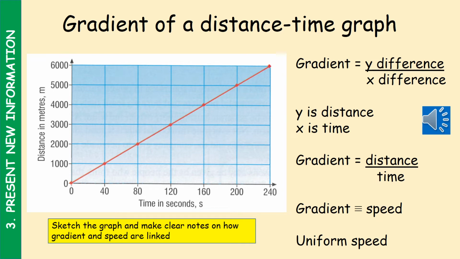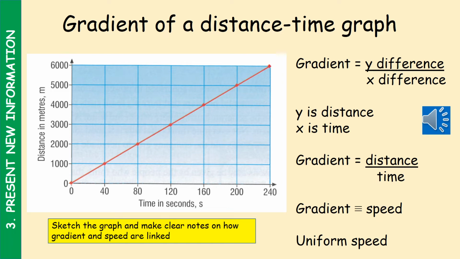Now, there's one further thing to get from this graph, and that is that we have a straight line graph. There's no variation in that straight line. Wherever we measured the gradient of that line, it will be the same. It will always be 25. Therefore, we say that we have here got uniform speed.